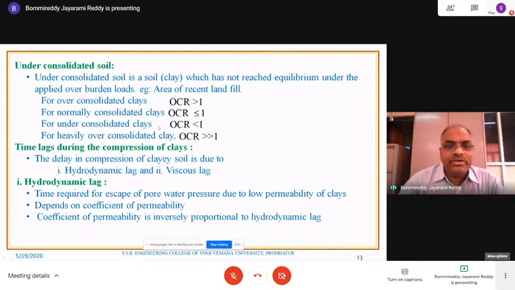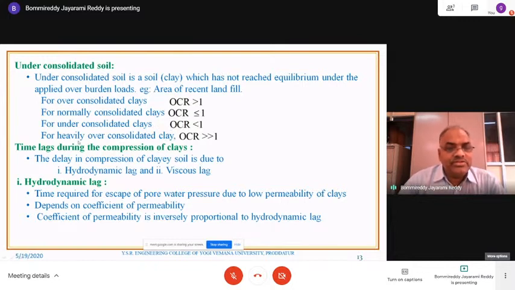So you can look at all these with respect to over consolidation ratio. For over consolidated clays, OCR is always more than one. Simply remember it: over consolidated means the soil is already consolidated, so it is greater than 1. Normally consolidated soil, it is less than or equal to 1. Under consolidated soil, it is always less than 1.